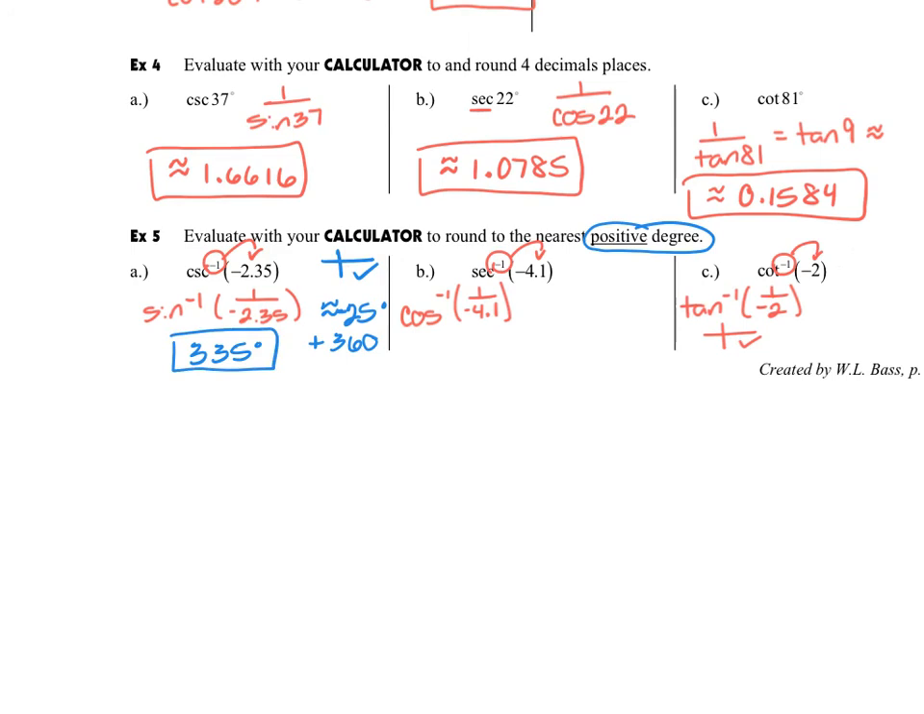Cosine's not going to have any problem. When I type that inverse in my calculator, it's going to give me a nice angle in the 2nd quadrant, and that's what I would expect, and it's going to give me 104 degrees.